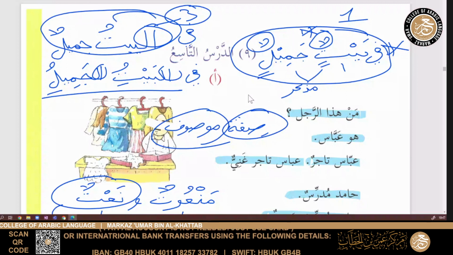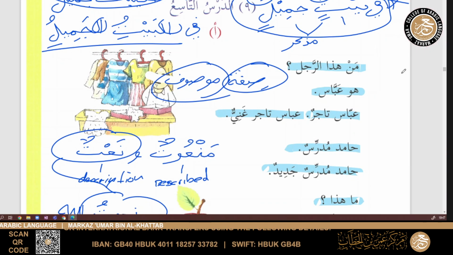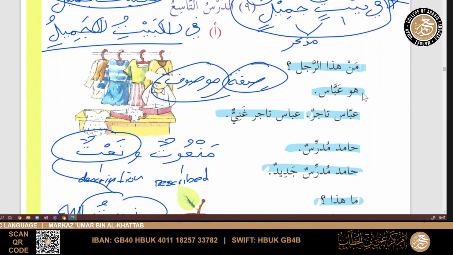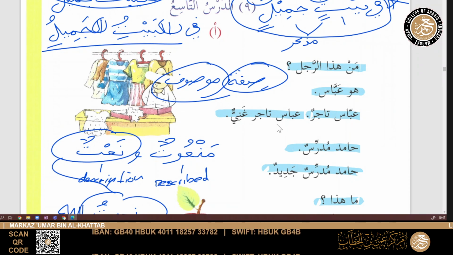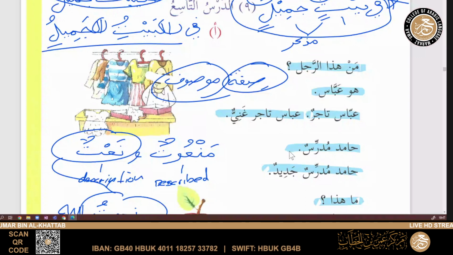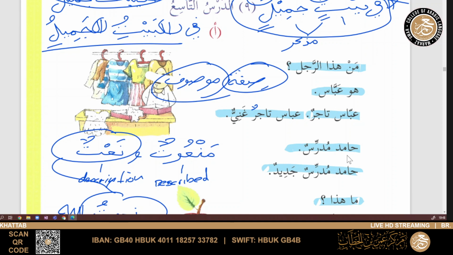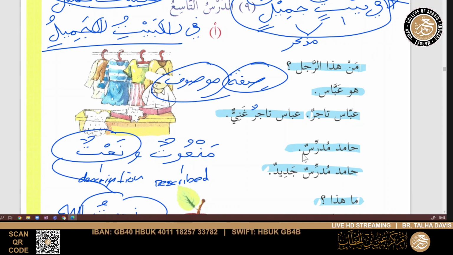So for example, as we look into the lesson, man هذا الرجل? Who's this man? هو عباس. He's Abbas. عباس تاجر. And then we have عباس تاجر غني. So they're all the same. عباس تاجر غني. حامد مدرس. So we have منعوت ونعت. And then we have حامد مدرس جديد. Hamid is a new teacher.